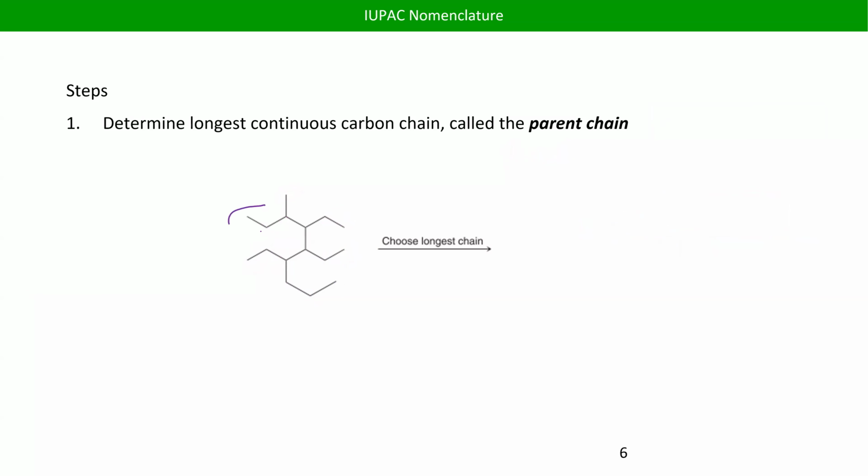Once you find your longest continuous carbon chain, it can be helpful to circle it. Because that also makes it really obvious what are the other branches that are hanging off of it.